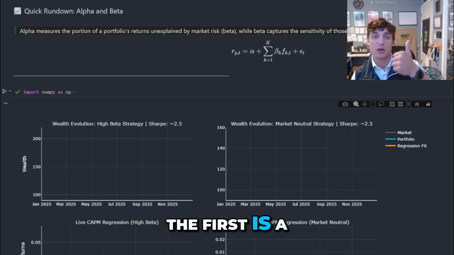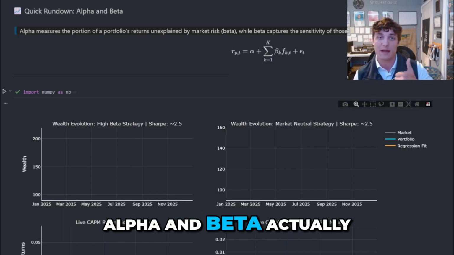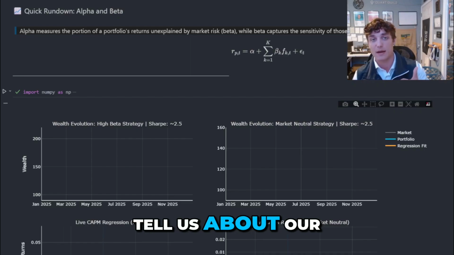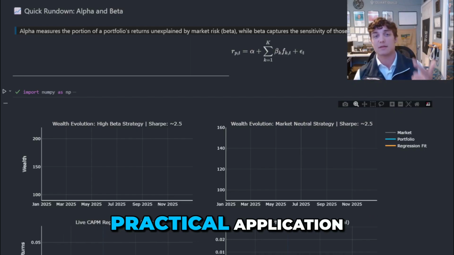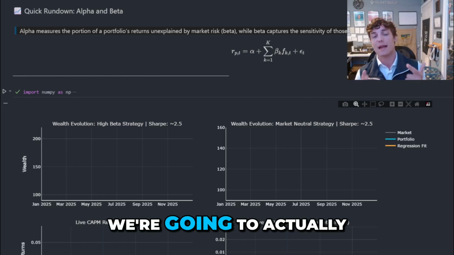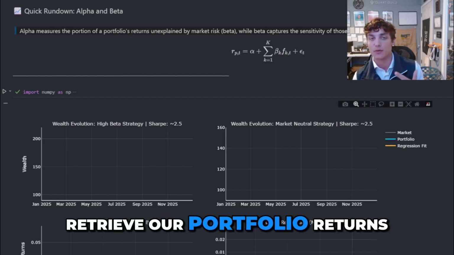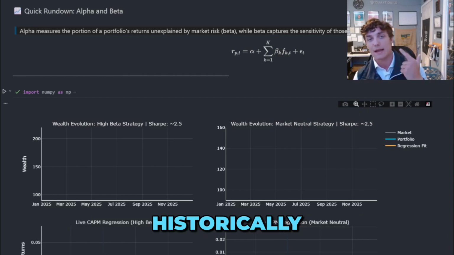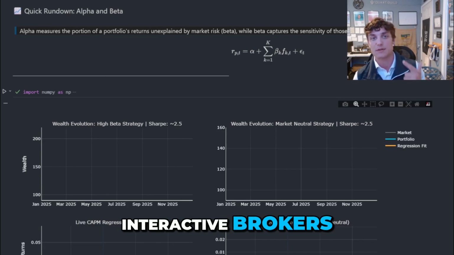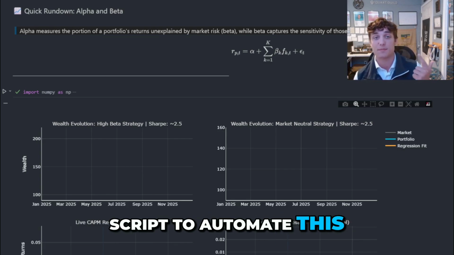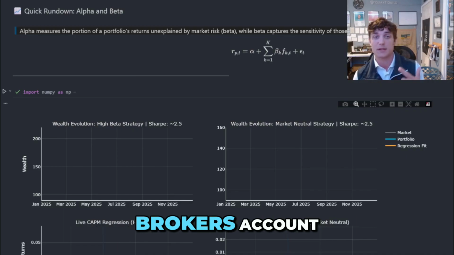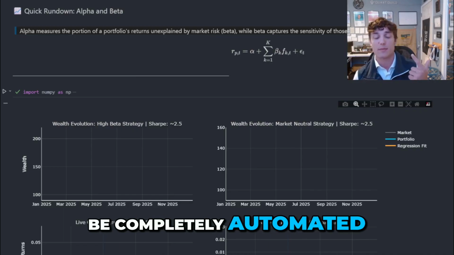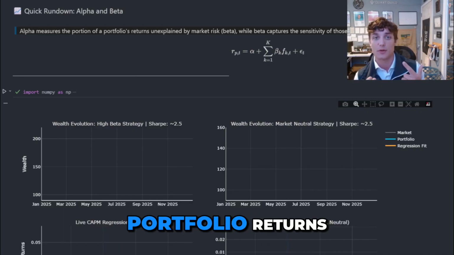The first is a quick rundown on what alpha and beta actually are and what they tell us about our portfolio or trading strategy. The second is a practical application, that is, we're going to actually retrieve our portfolio returns historically, in this case using Interactive Brokers, and I have a script to automate this process for you. So if you're holding assets in an Interactive Brokers account, this is going to be completely automated. You're going to be able to fetch your portfolio returns.